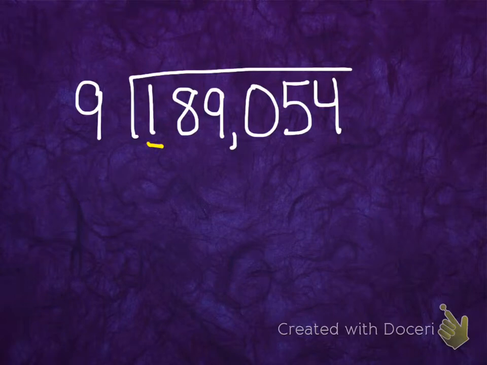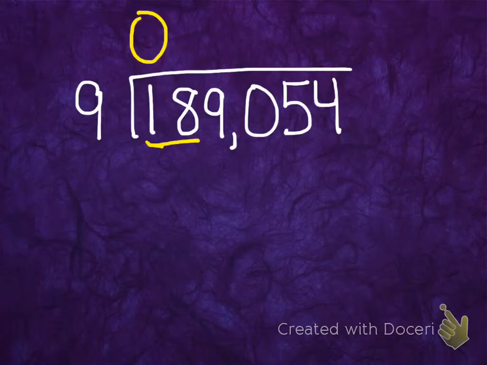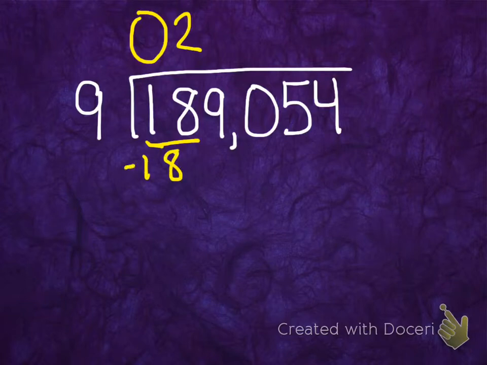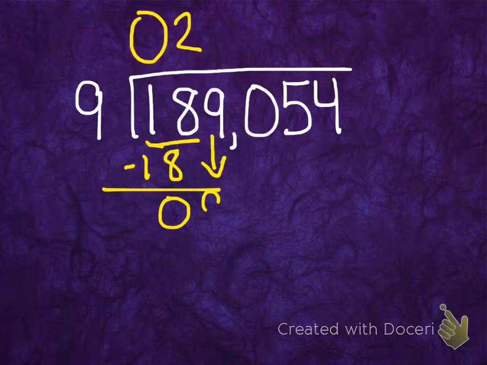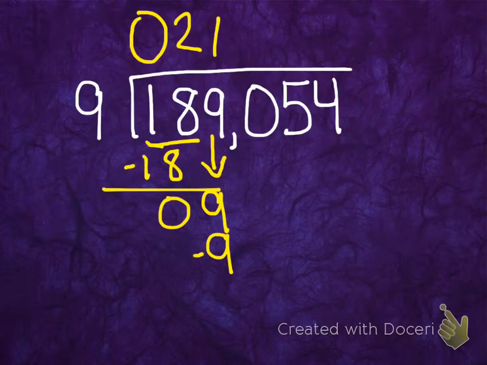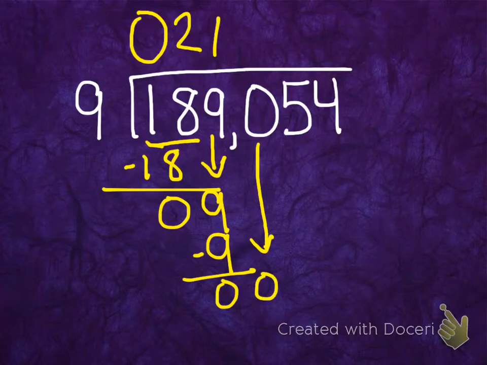Here's my first number of 1. If I have 1 apple, can I put that into groups of 9? No, you don't have enough. So remember, if I say no, that means you put a 0 above it. Then we need to move on over to our next number. I now have 18. 9 times 2 is 18, so I'm going to subtract and get 0. My next step is to bring down my next number, which is a 9. 9 times 1 will give me 9, so I'm going to subtract and get 0. Again, you always drop down the next number. So I'm dropping down my next number, which happens to be a 0.